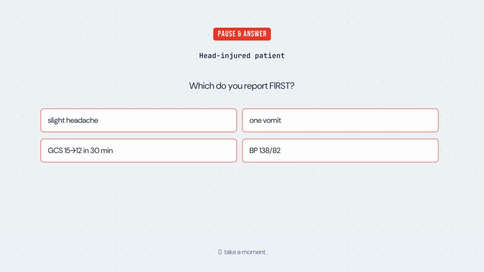Pause. For findings in a head-injured patient, which one do you report first? A slight headache, a single episode of vomiting, a GCS that went from 15 to 12 in 30 minutes, or a blood pressure of 138/82.